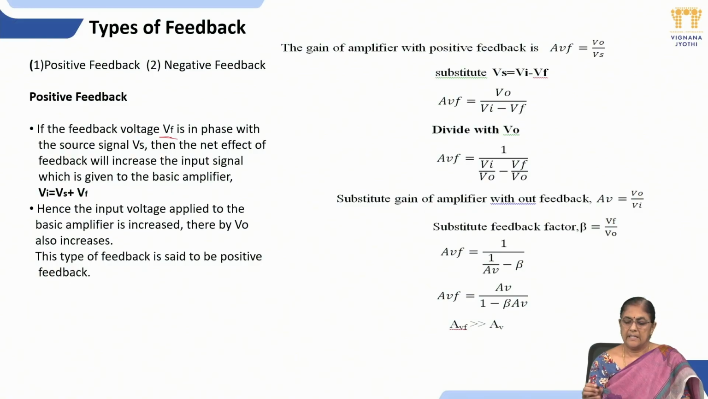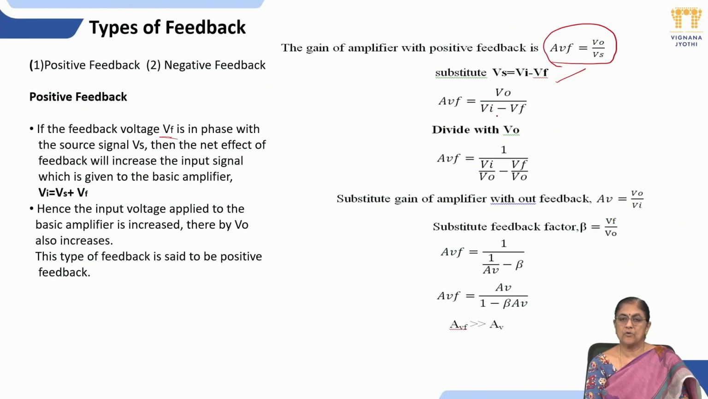Now we will see the derivation for the gain of the amplifier with positive feedback. The gain of the amplifier with positive feedback, AVF, is the ratio of output of the feedback amplifier to the input of the feedback amplifier. V0 is the output of the feedback amplifier, Vs is the input of the feedback amplifier. Therefore, AVF is equal to V0 by Vs. Then substitute Vs equal to Vi minus Vf in the above equation.